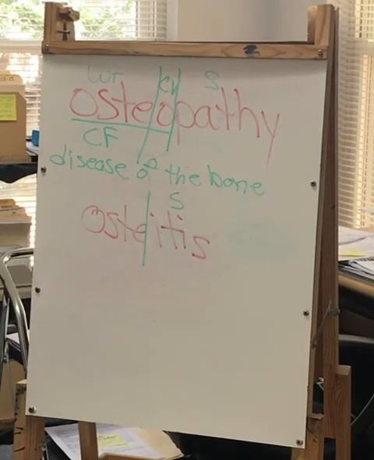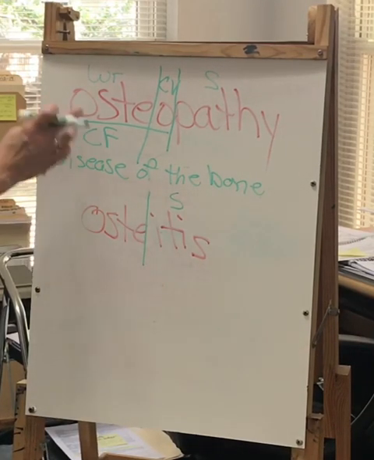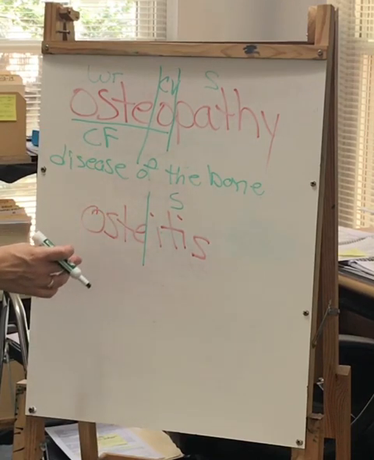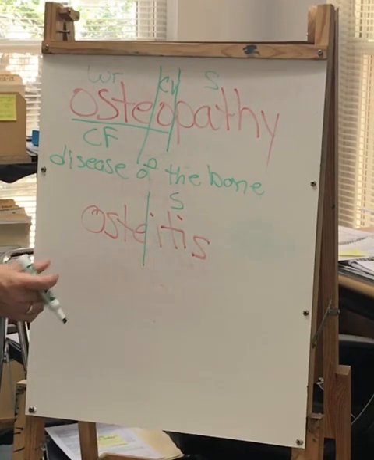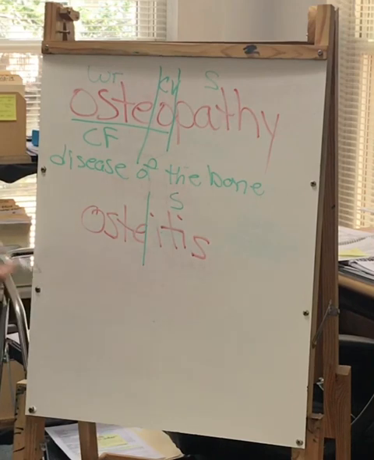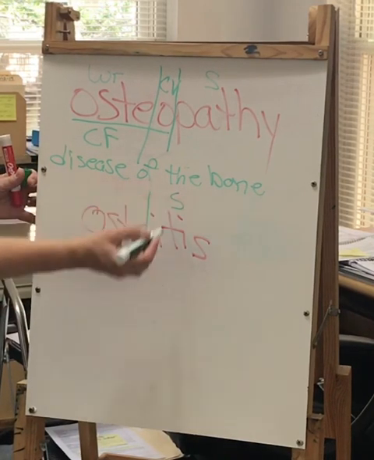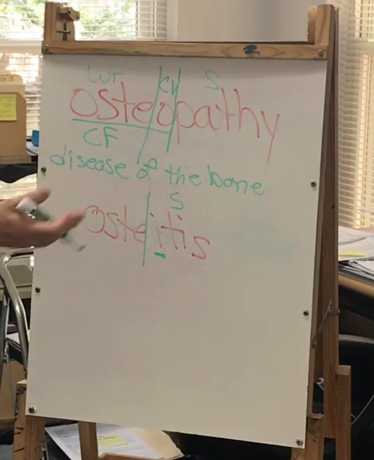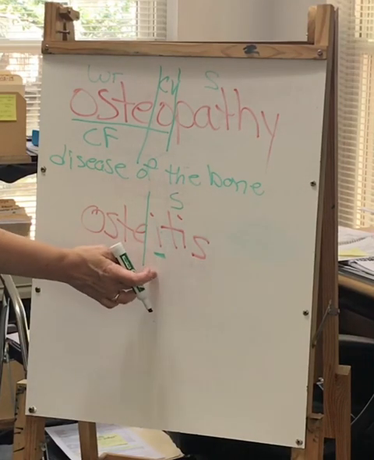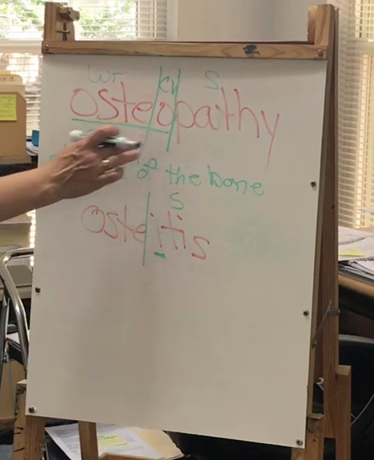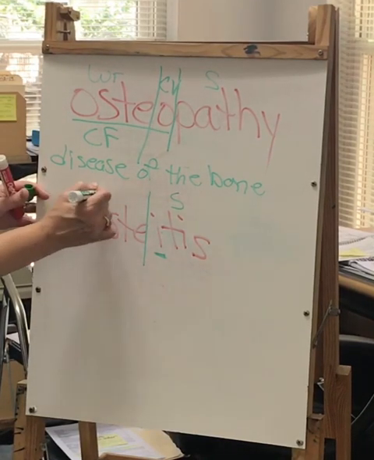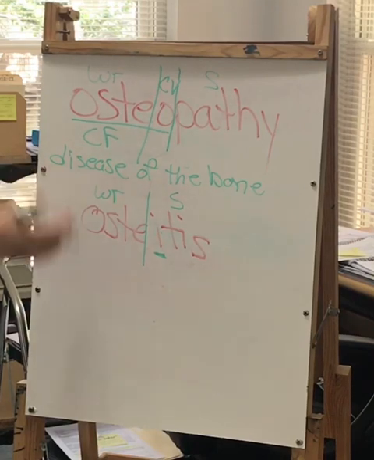Label it. Osti/o means bone, but we don't need the o this time. We don't need a combining vowel. Why? Because our suffix starts with a vowel. If it starts with a, e, i, o, or u, we don't use this. So all we need here is the word root part of it. Word root, suffix, done.